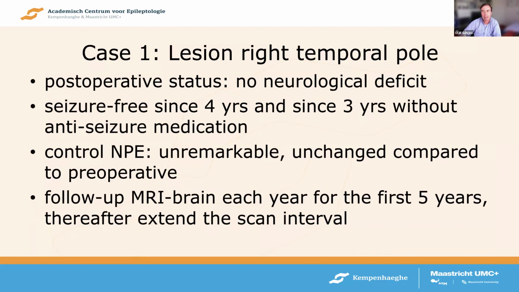And what happened after the operation? Well, the direct postoperative status was good, no neurological deficits. She is now seizure-free for 4 years, and for 3 years she has been without anti-seizure medication. She had a control neuropsychological examination which was unremarkable and unchanged compared to preoperative. And we do a follow-up MRI brain each year for the first 5 years, and thereafter we extend the scan interval. But I don't think there will be a recurrent tumor. So in our opinion, this was a good decision, especially to spare the hippocampus because of her quite good memory status. And it turned out that she came into an Engel 1 score after surgery.